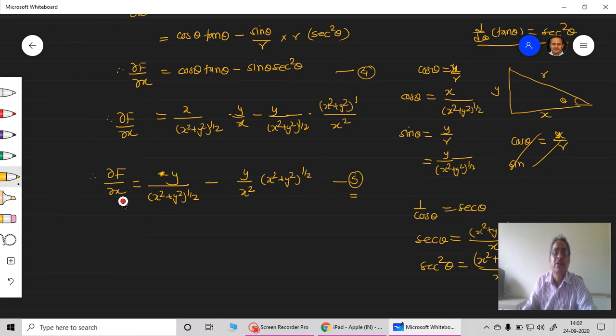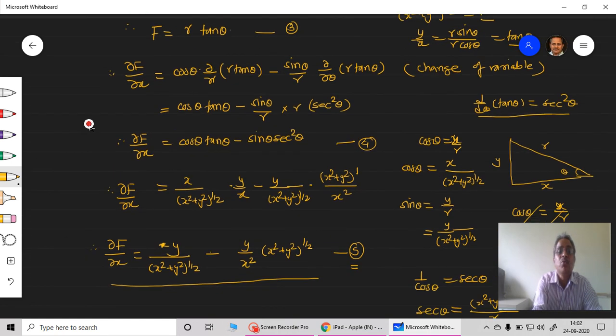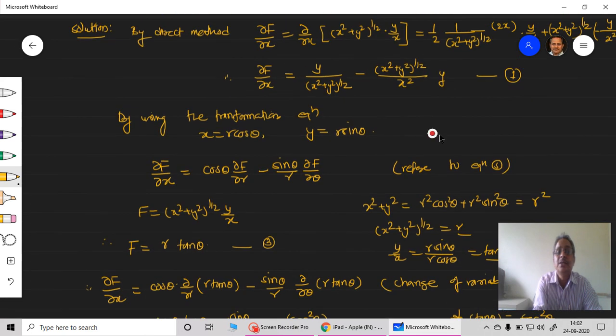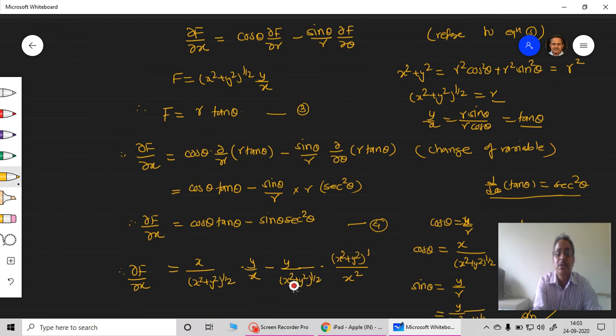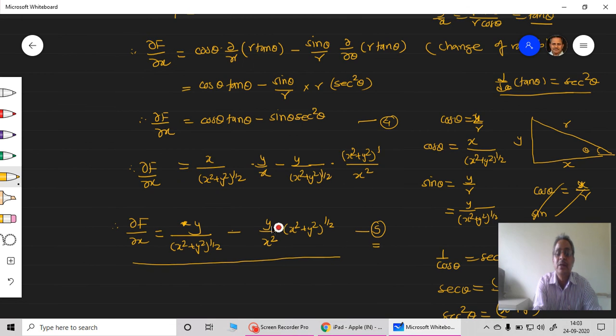Now look at equation 5 obtained by this change of variables method, and the equation obtained by direct method, that is equation 1. Just check, these are exactly similar relations. So this is what we have shown. This y can be written here, so (x square plus y square) raised to half upon x square into y. That is how equation 5 and equation 1 are found to be identical. Using the direct method as well as changing the variables, we get the same partial differentiation of f with respect to x.